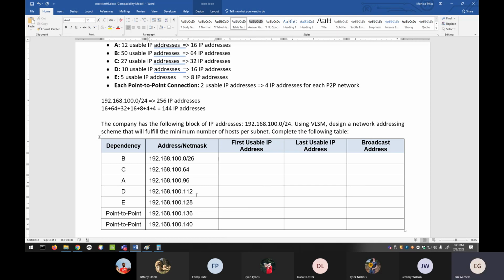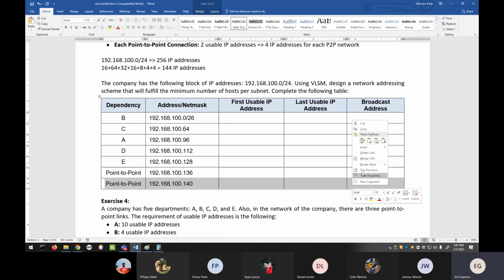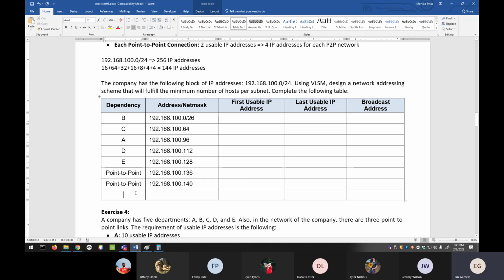If the first point-to-point network has 4 IP addresses, the second point-to-point network will start where? 140. Let's say that we have another network. We don't have it. So I just add that to help you. This network that does not exist, if this one has 4 IP addresses, the next will start where? 144. Okay, because this one has 4 IP addresses. So it will have 140, 141, 142, and 143. So this one will start in 144.